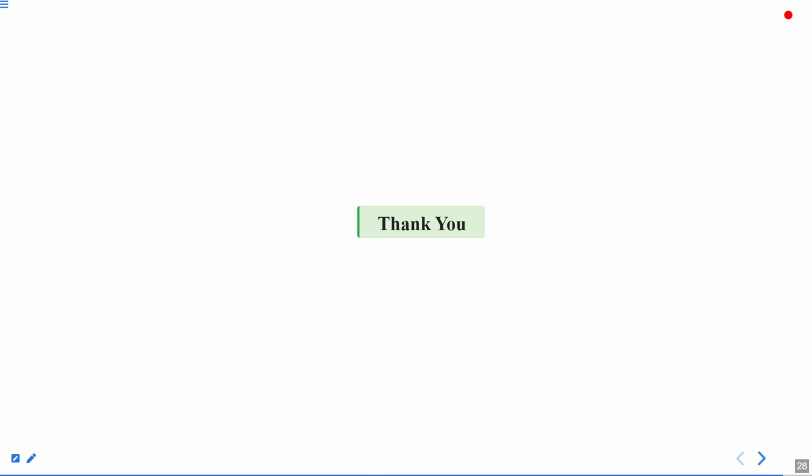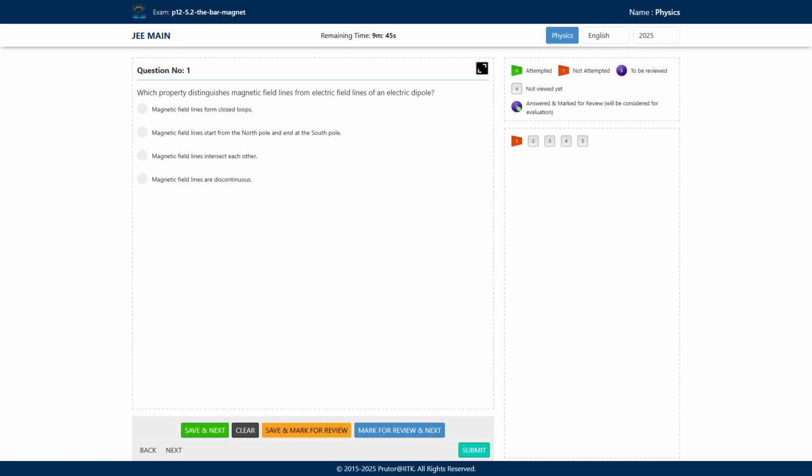So thank you, but we have to do the DPP section also. So, first question: which property distinguishes magnetic field lines from the electric field lines of an electric dipole? You can write your answer in the comment section also. When a bar magnet is cut transversely into two pieces, what is the result?